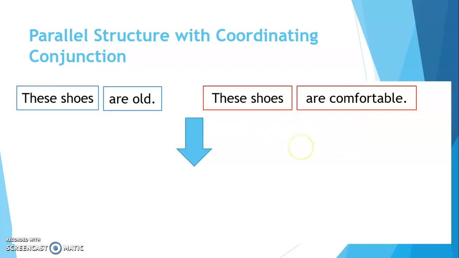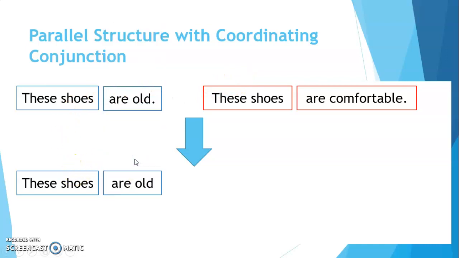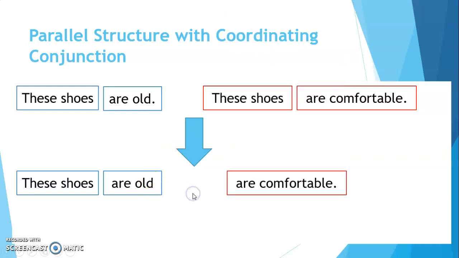Okay, so how should we combine these two sentences? We see the similar part of these two sentences. These shoes are old, are comfortable. So which coordinating conjunction can we use? But. The shoes are old, but comfortable.